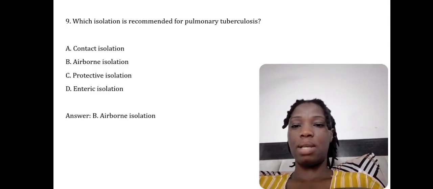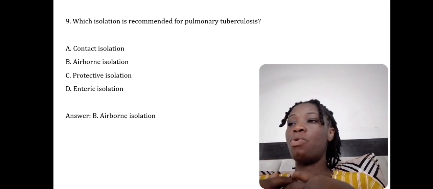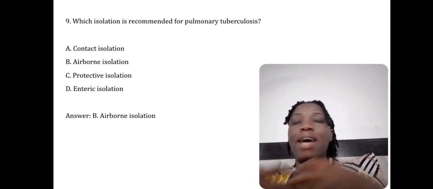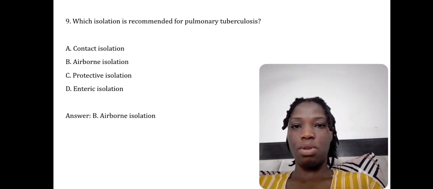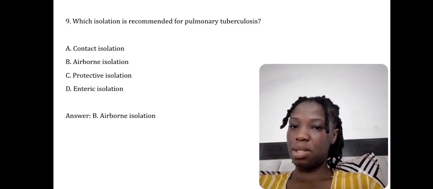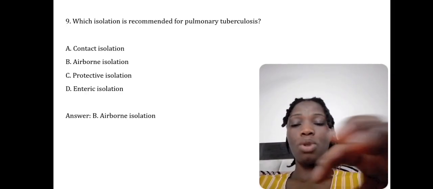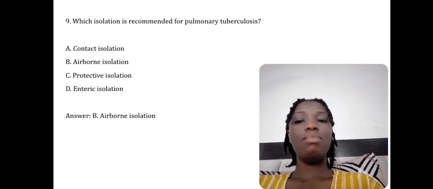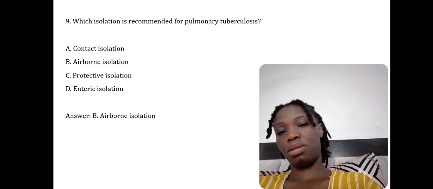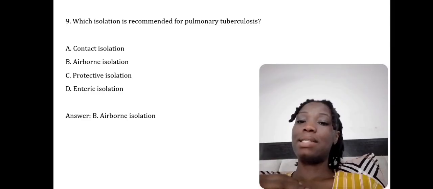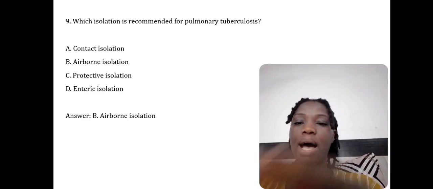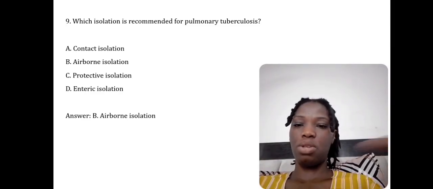It's different from quarantine. Quarantine is for people who were exposed to an infection but don't have symptoms yet. That's quarantine. But with isolation, there is a symptom already, so you want to separate this person from others that are healthy. That's isolation. There are different types of isolation.